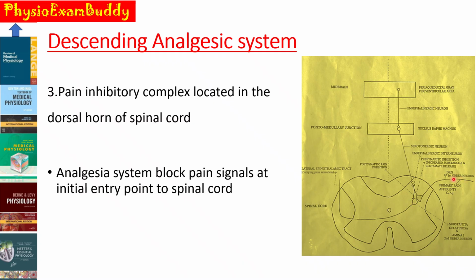This lateral spinothalamic tract enters the spinal cord through the dorsal horn. At this entry point itself, our descending analgesic system will come and block the pain signals at this initial entry point. That is about the descending analgesic system.